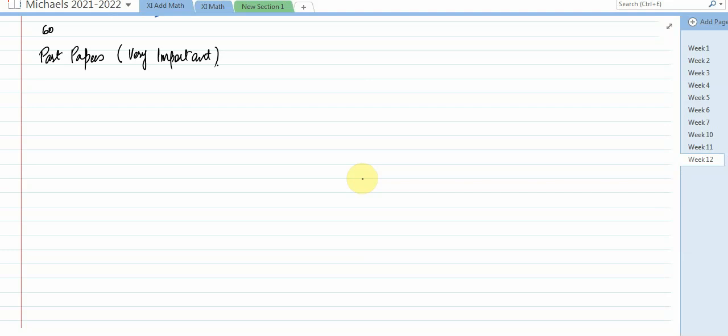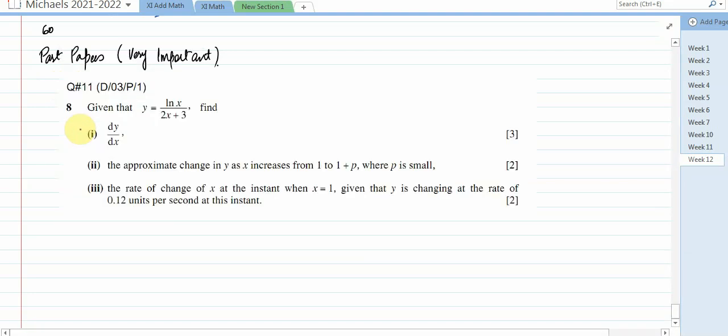Alright students, in this session we are going to discuss the past paper questions of your calculus that includes differentiation and integration. I will pick up some of the questions from the past papers. As you can see on your screen, you can have the axis of the past paper variant. So it's December 2003 paper 1 question number 8. That is how we are going to understand the nomenclature of the question.